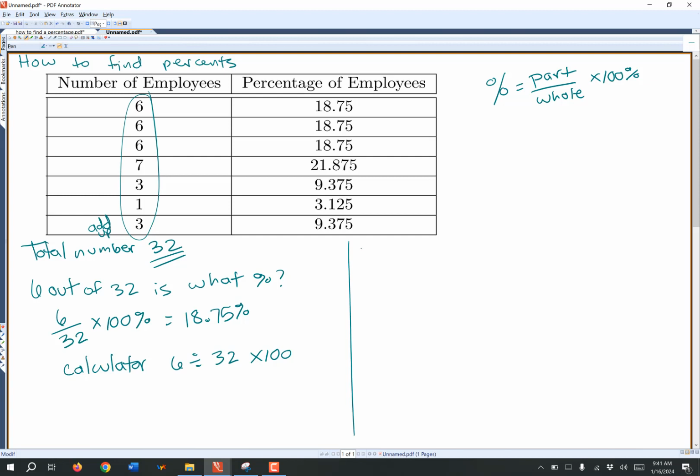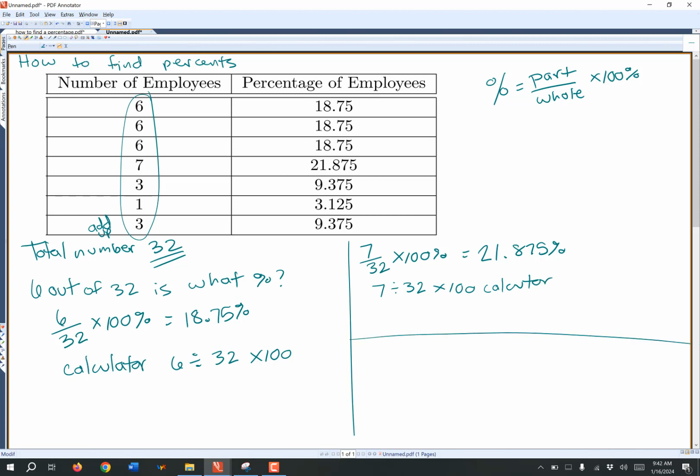So let's try another one. So let's do the 7. So we'll do 7 out of 32 times by 100%. Put that into your calculator and you'll get 21.875%. Remember, that is 7 divided by 32 times by 100 in your calculator. Don't put the percent sign.